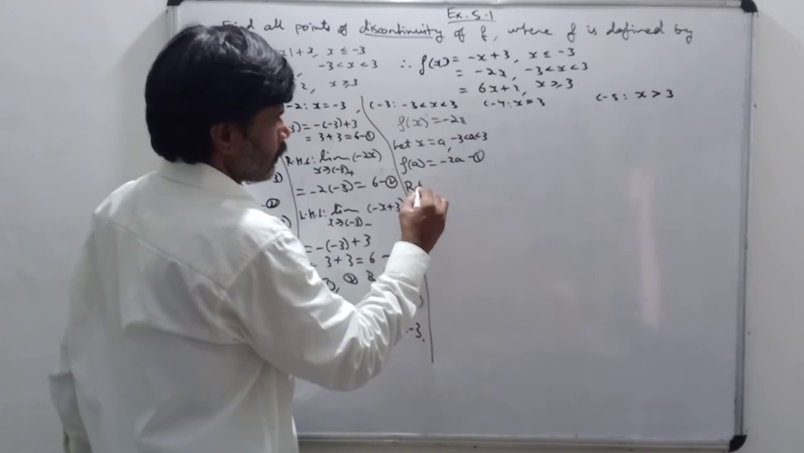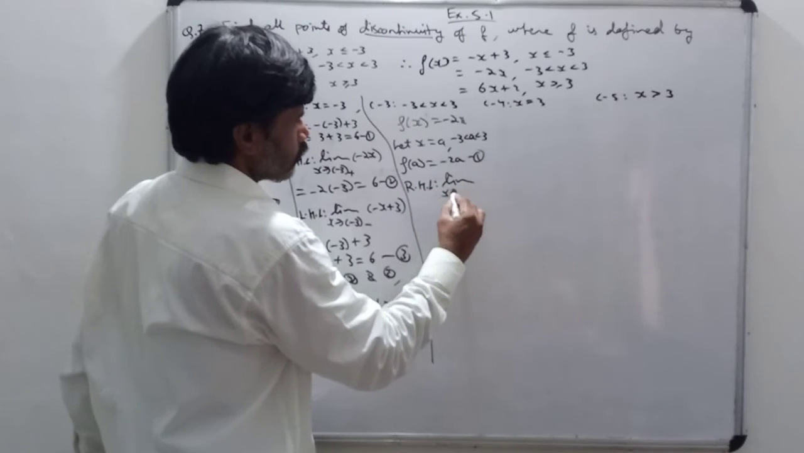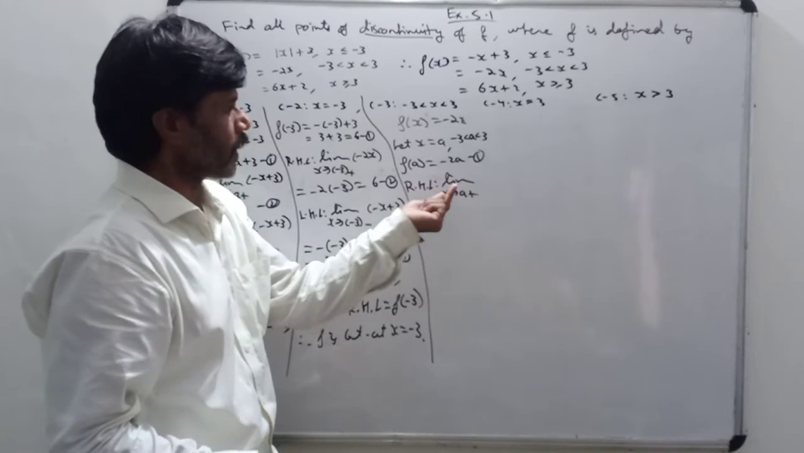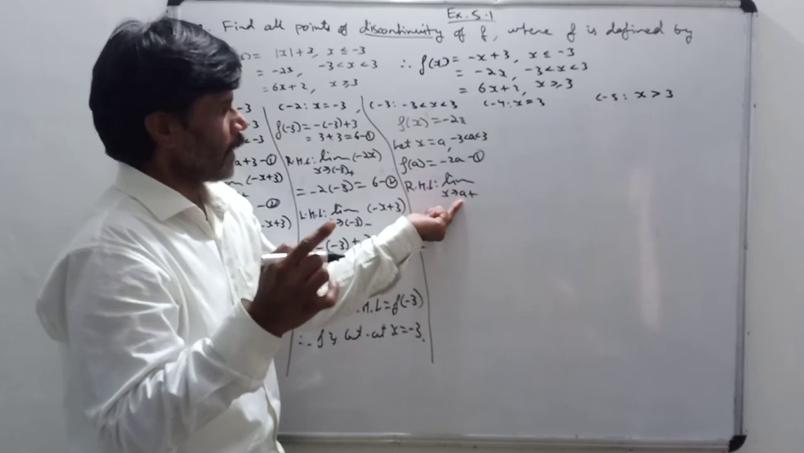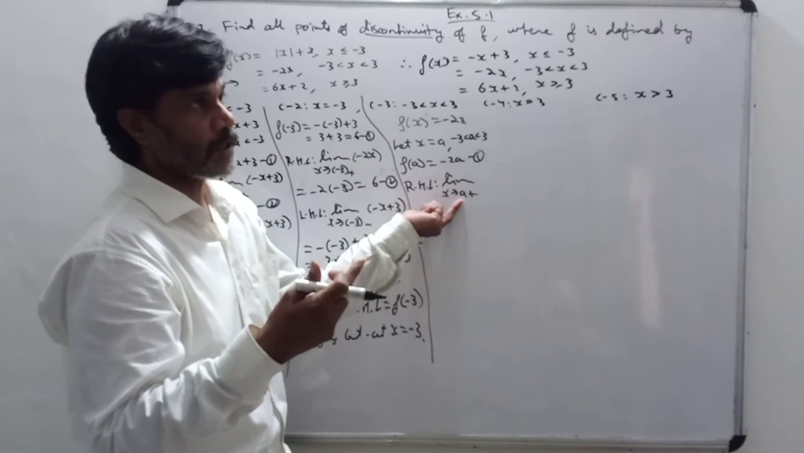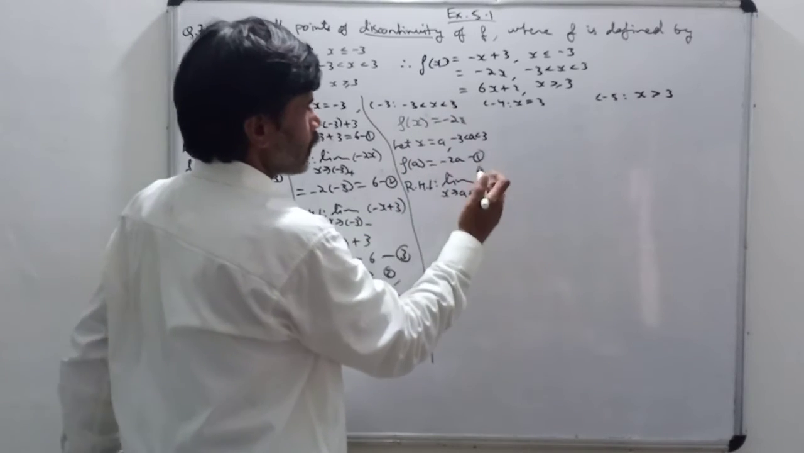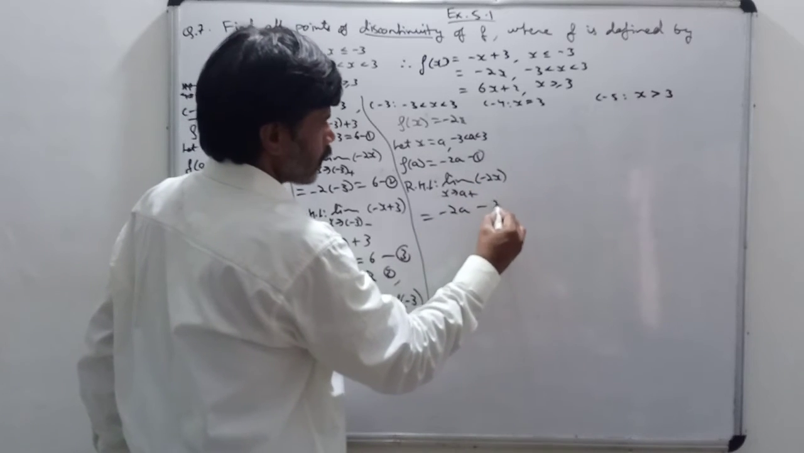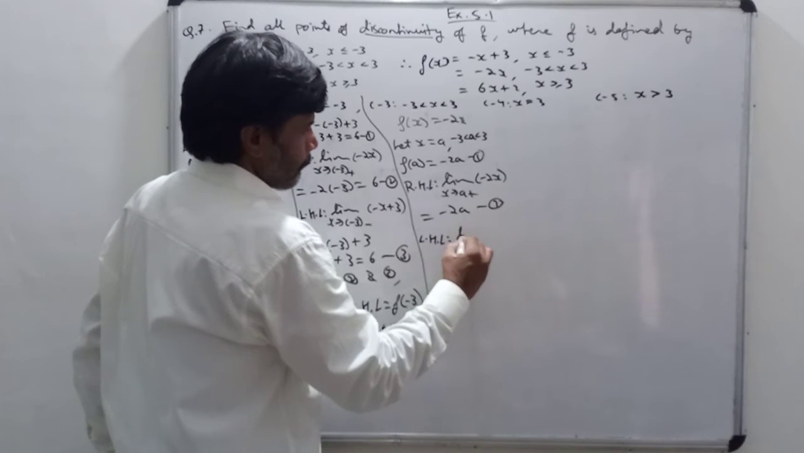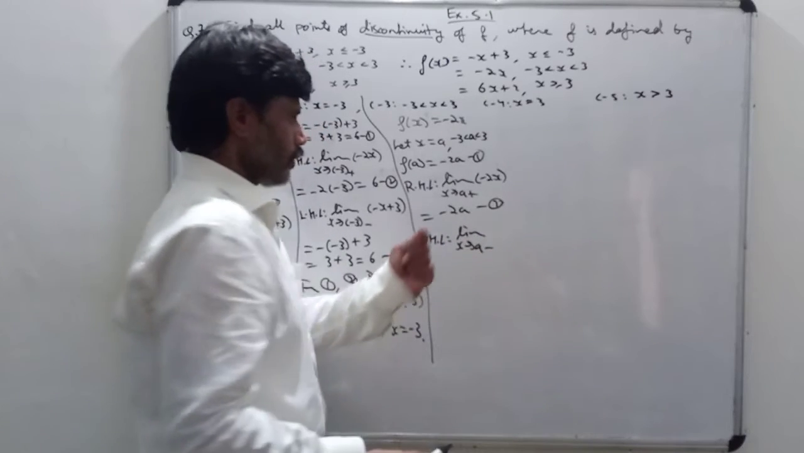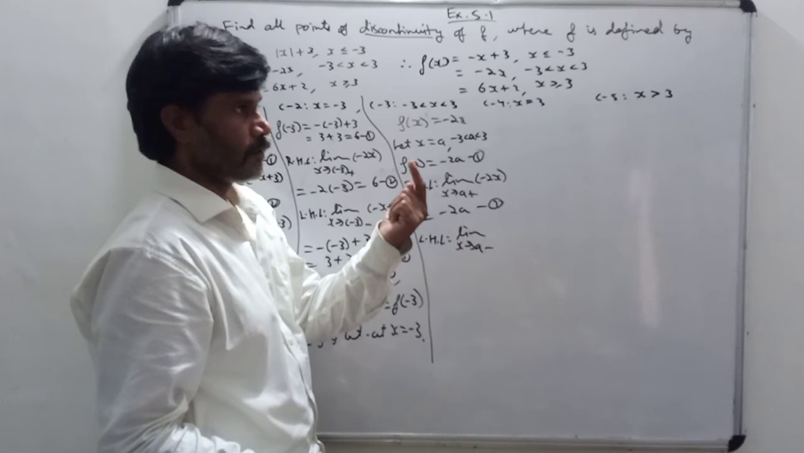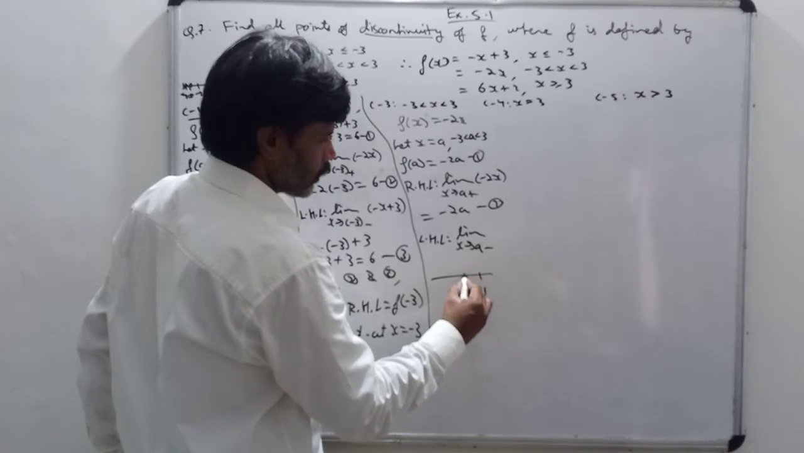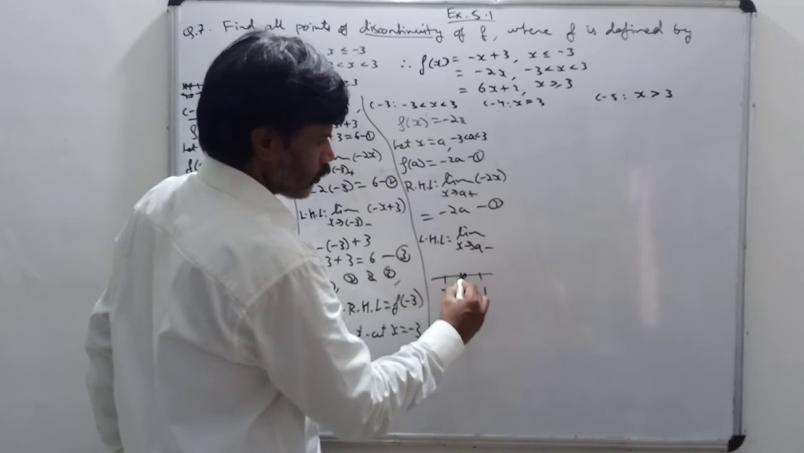Now you find out RHL, that is the limit x tends to a plus. Between -3 and 3 you keep a number, let us take 0. So we think that a is 0, so 0 plus means 0.01. Of course 0.01 is between -3 and 3, so the function will be -2x. Apply the limit, -2a, which is result number 2. LHL, limit x tends to a minus. 0 minus means -0.01, like that.